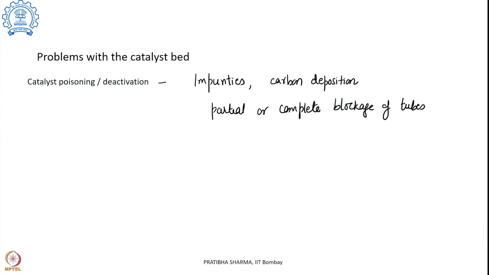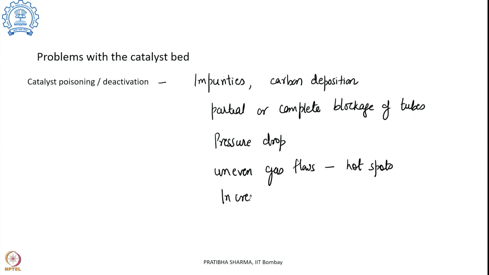and when it causes blockage of the tubes, there will be a pressure drop, uneven gas flows will result, and that uneven gas flow can result in formation of hot spots, can increase tube wall temperature, which is highly undesirable. Uneven fluxes, and that can even lead at times to tube failure. So, this catalyst deactivation is highly undesirable in the reforming reaction.